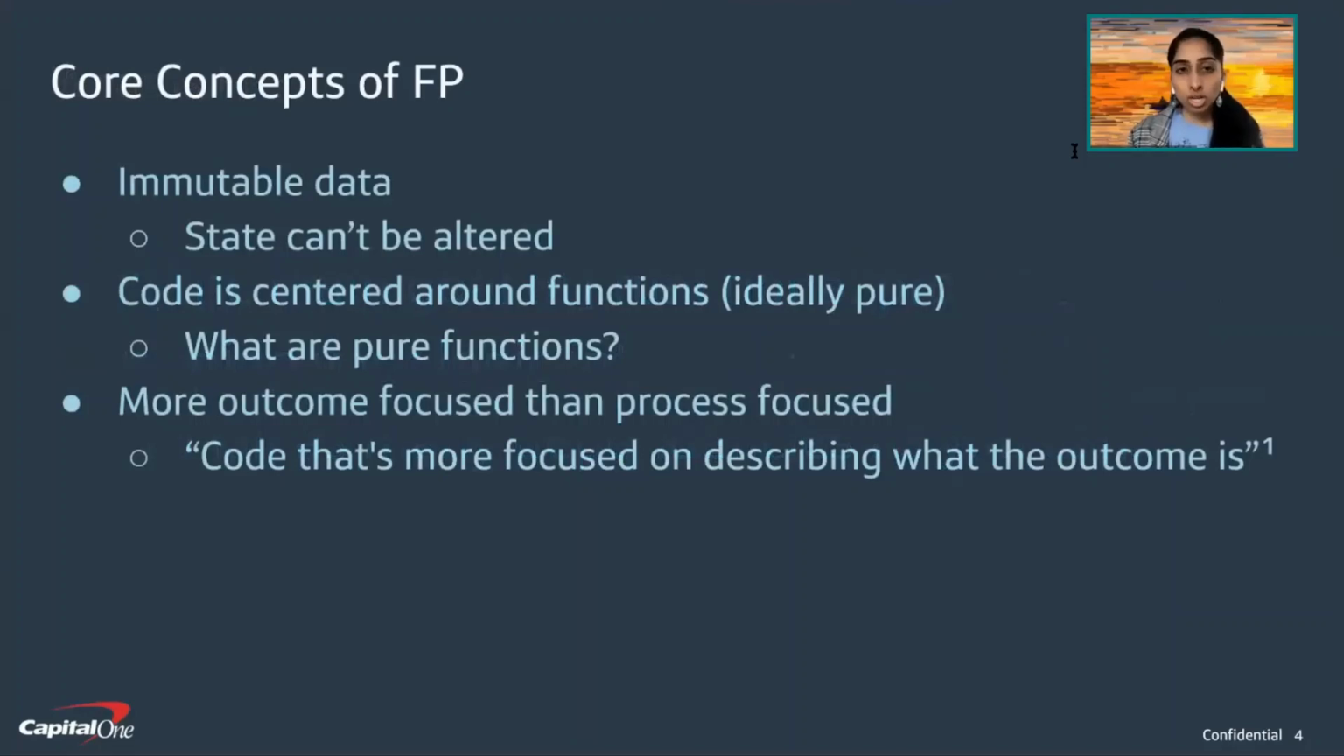So the core concepts of functional programming are these 3 bullet points that I've listed here. Immutable data, which means that the state of the data cannot be altered. And then the second concept is that code is centered around functions, which are ideally pure. And I'll go into code examples to help you better understand what are pure functions. And FP is more outcome focused than process focused. So rather than thinking of a location and thinking, how do I get there, which is what imperative programming does, functional programming is, okay, I see my outcome, let's work backwards. This is what my outcome is, and I need to get there without thinking about the how.